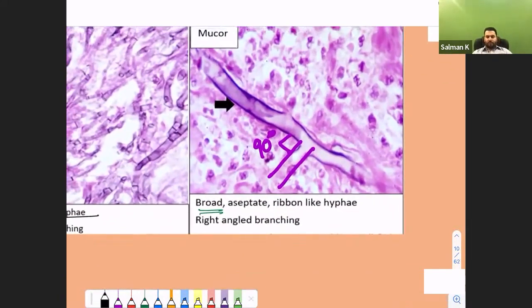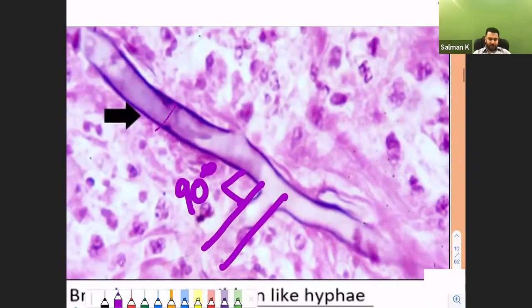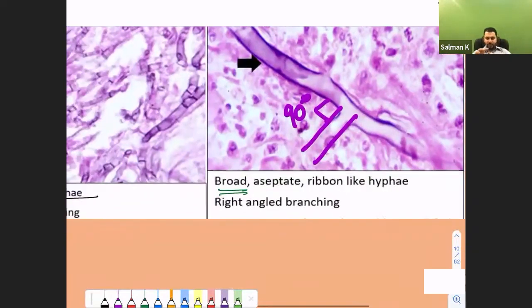Mucor is the one producing aseptate hyphae. And you should know there are no lines seen here. That's why they're called aseptate. If there were lines present like this, I would have called it septate hyphae, but there are no lines present. That's why we call it aseptate hyphae. Okay. They tend to form this branching at a 90-degree angle, as you see.